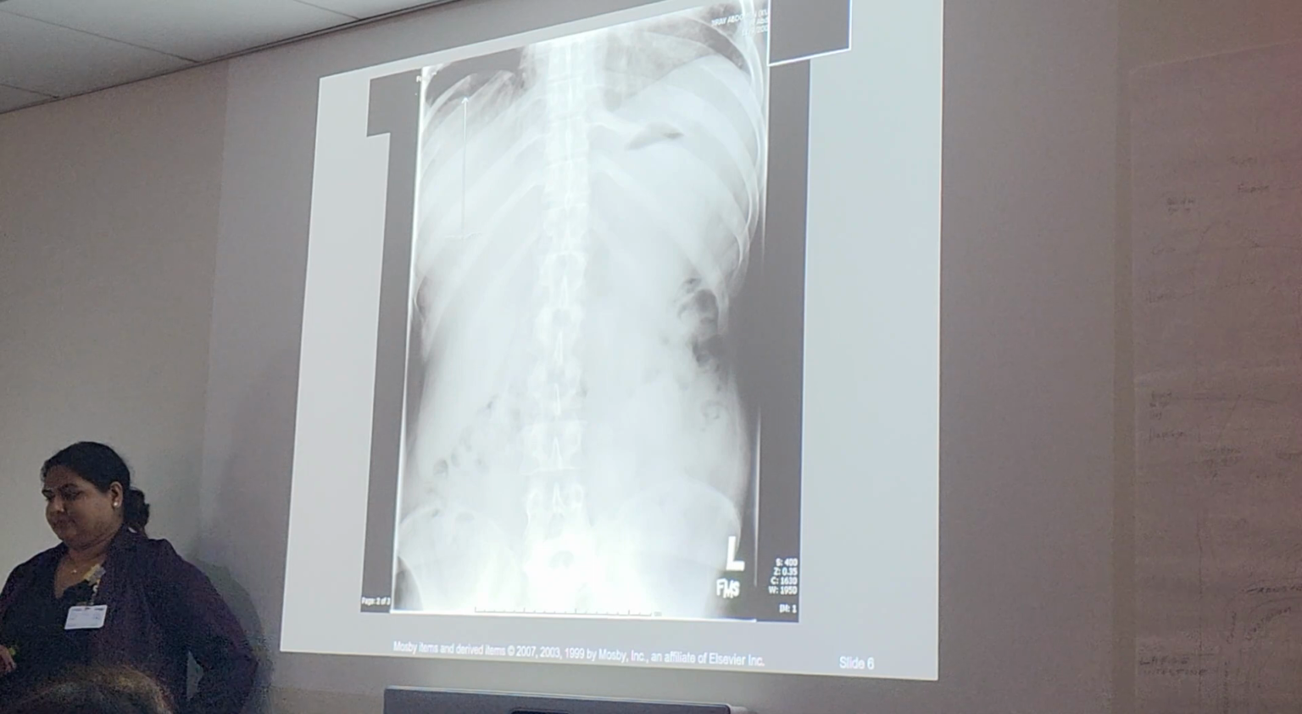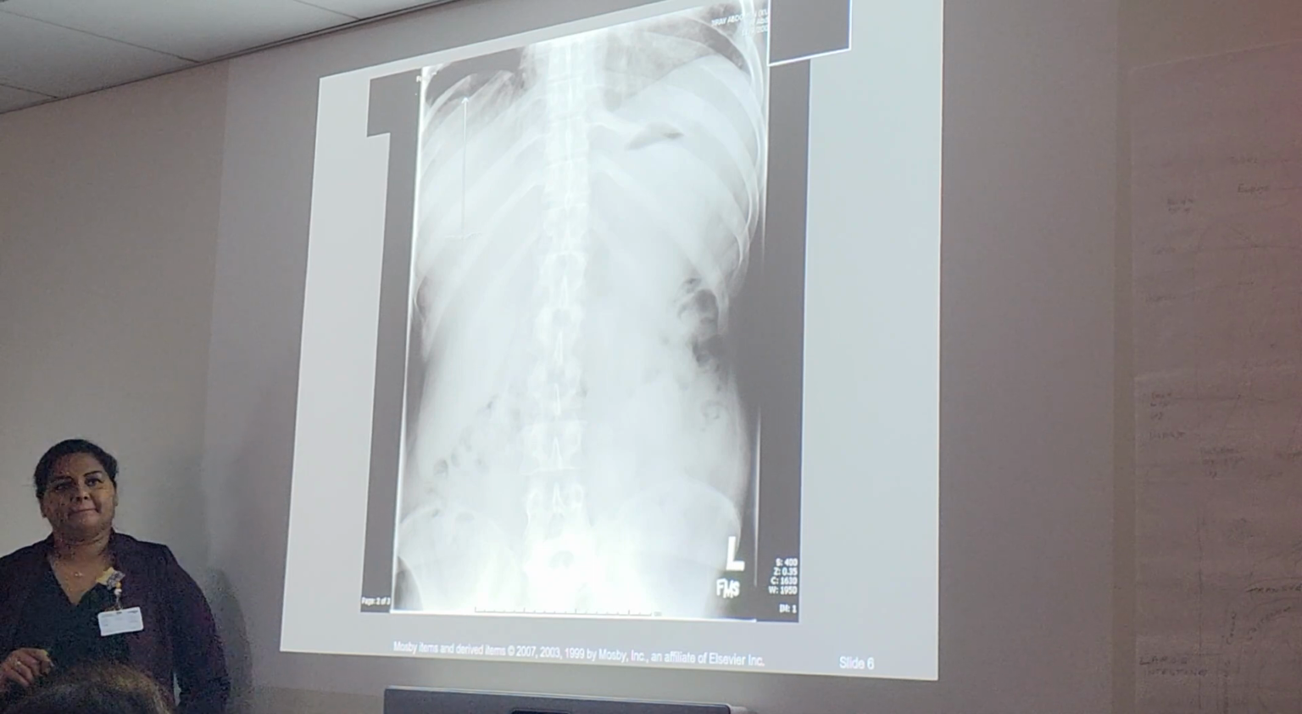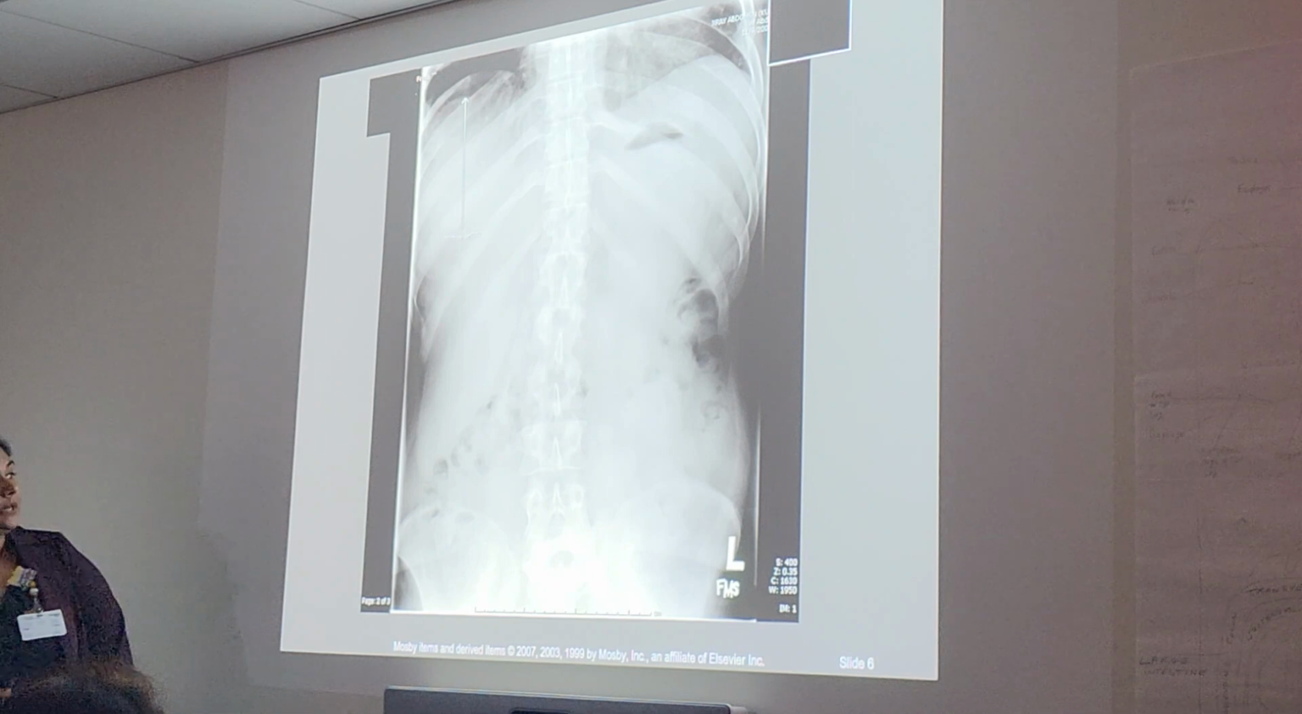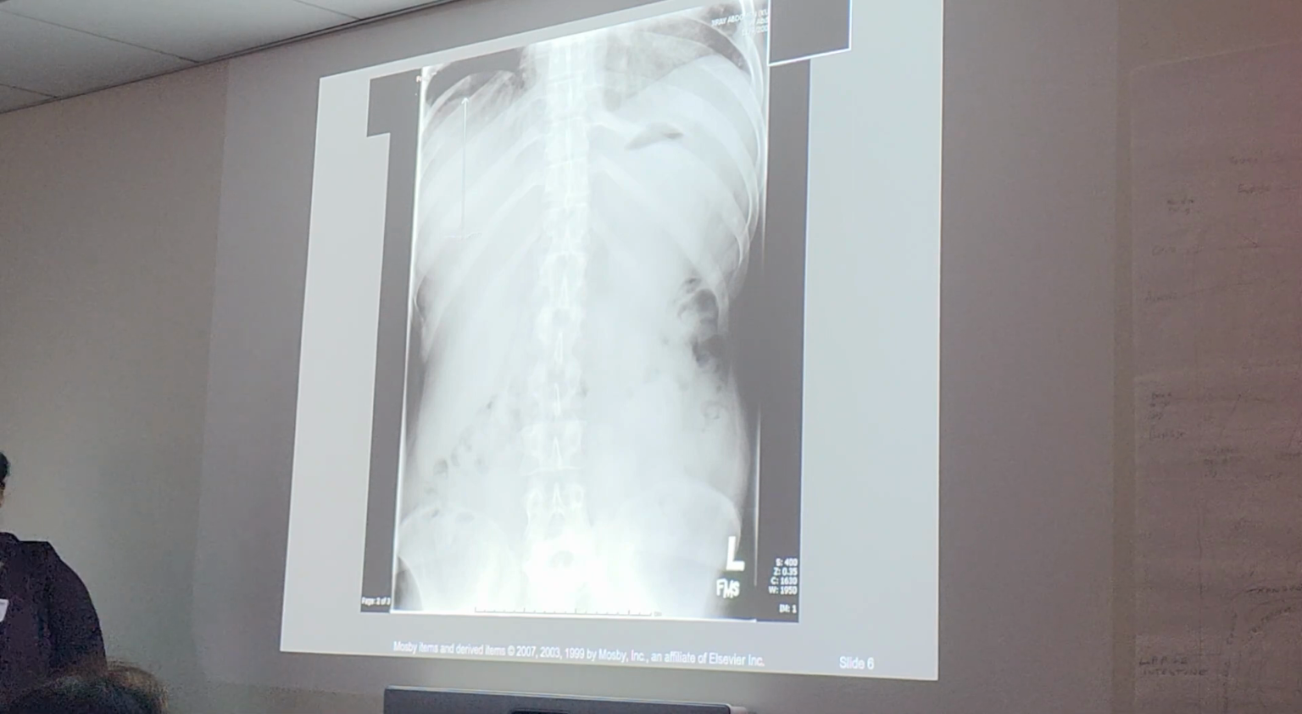Can you talk about the spine being curved? Because that could be scoliosis, right? Scoliosis will have more of an S curve. This one doesn't really look like scoliosis to me. It looks like the patient is not tilted, just rotated. Yes, I think that is perfect.